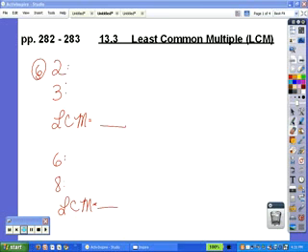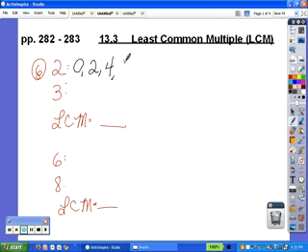To find the least common multiple, you need to list the multiples of each number until you find the lowest number besides 0 that matches. When we start with 2, 2 times 0 is 0, 2 times 1 is 2, 2 times 2 is 4, 2 times 3 is 6, 2 times 4 is 8, 2 times 5 is 10.